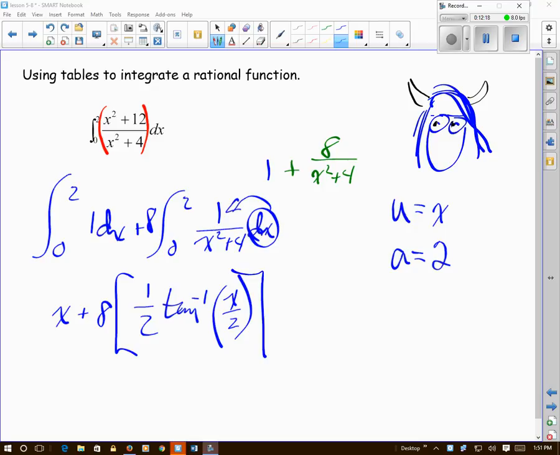And we're not going to do a plus c because we're doing a definite integral. Did we do a substitution that we need to change the limits of integration? Well, it's the same. Right. We didn't do that. We don't change the limits of integration, so we would just evaluate that from 0 to 2.